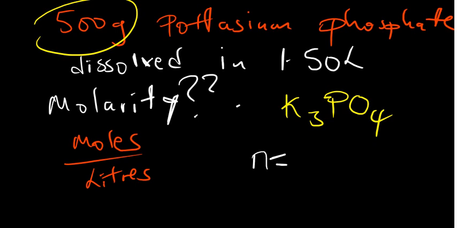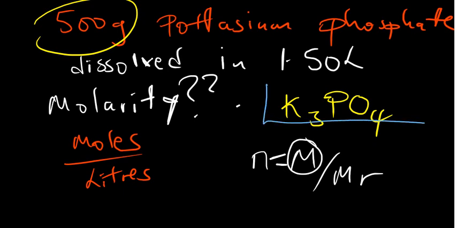Okay, so we go back to the concept of mass over molar mass, right? So what do we have here? We've been given the mass already. We need to find the molar mass from the formula. That's why I was asking for the formula of this compound. So let's determine the molar mass of potassium phosphate. If you check your periodic table, what is the molar mass of potassium there?